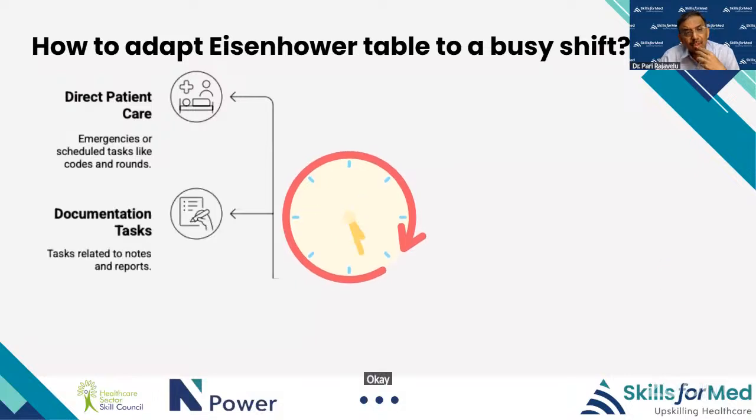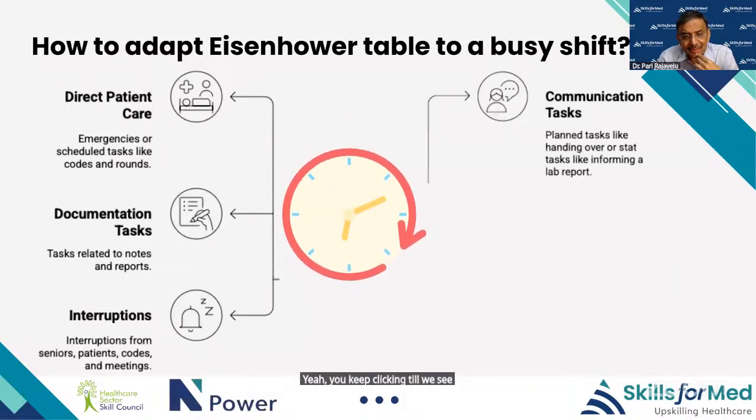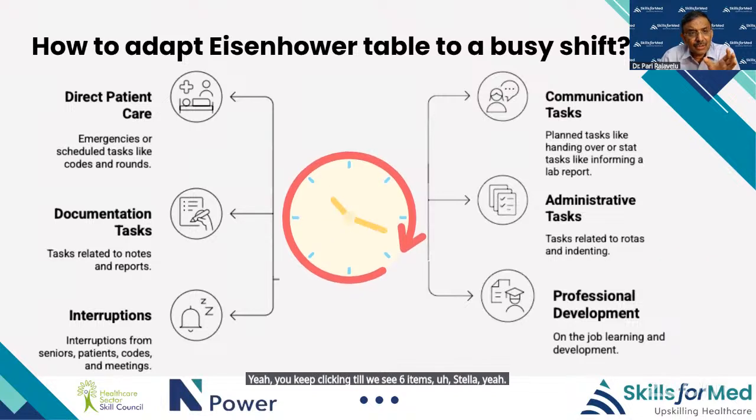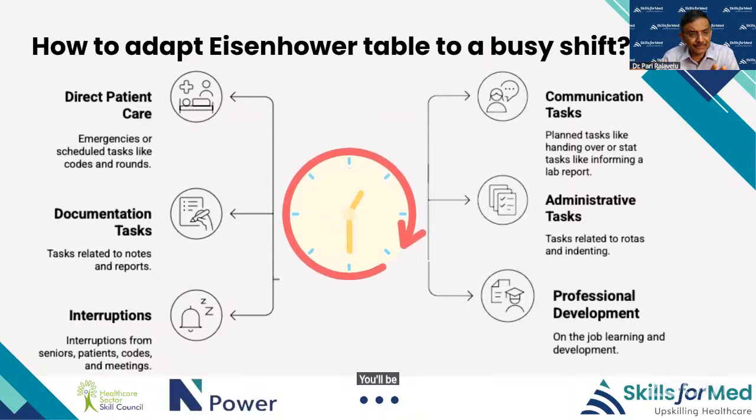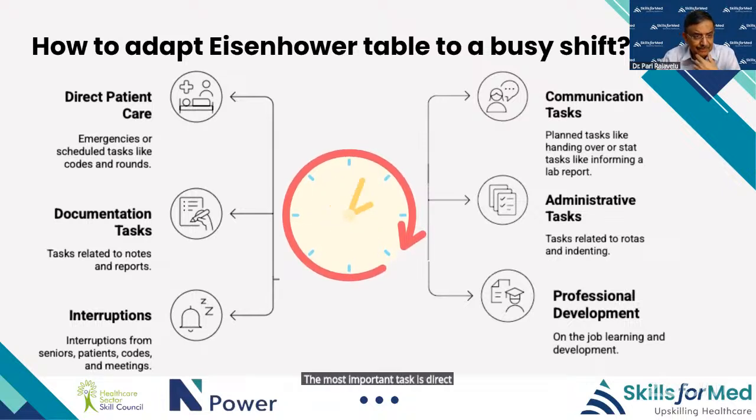Okay, so on the whole, in any busy shift, you keep clicking till we see 6 items, Stella. There are 6 major categories of tasks you'll be doing in any shift, whatever your seniority, senior or junior. The most important task is direct patient care, right? It's here, direct patient care.